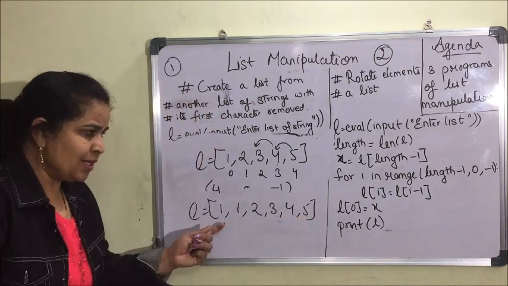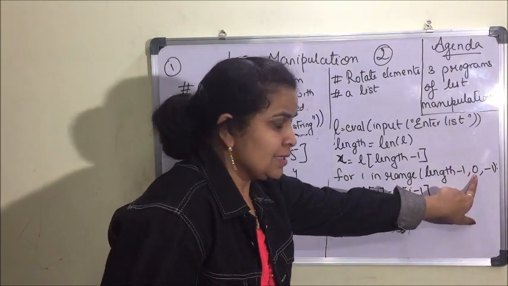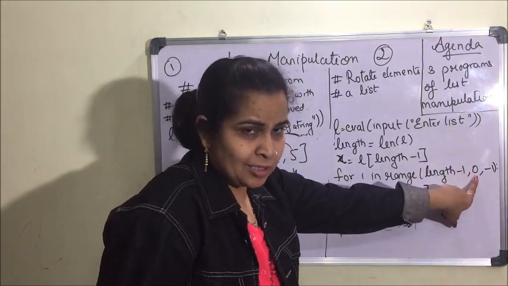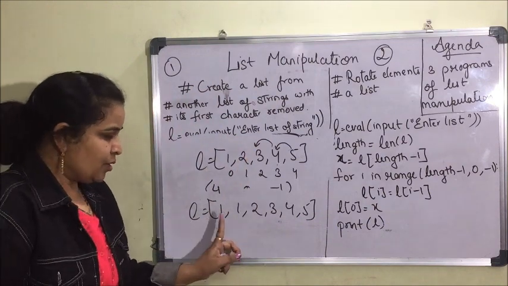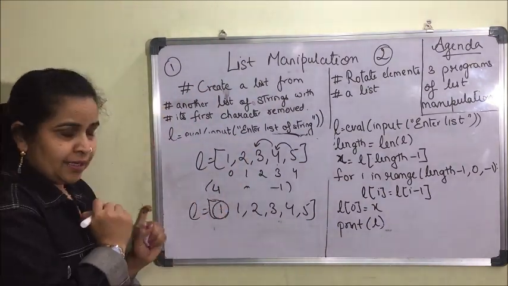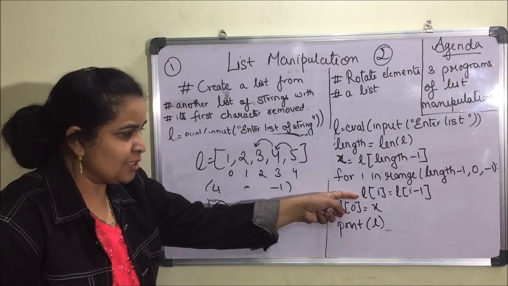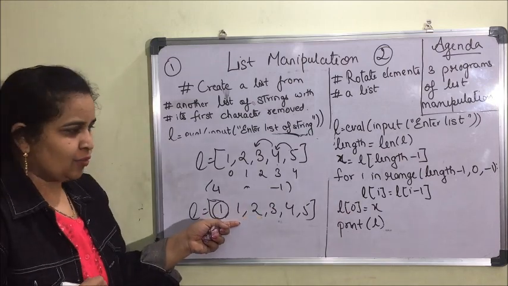Why 1, 1? Because it will work till 0. The upper limit is exclusive, so it will go till 1. So nothing is overwritten here. After execution of this loop, the list we will get is this one.